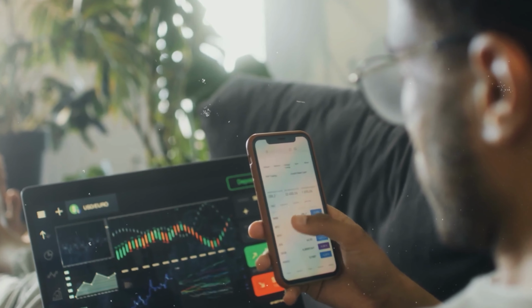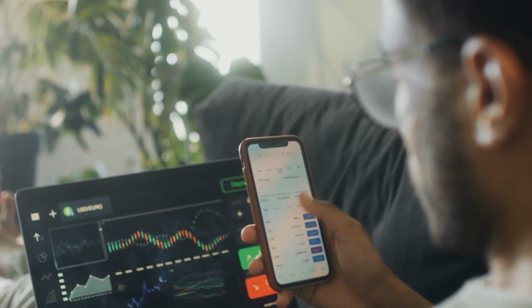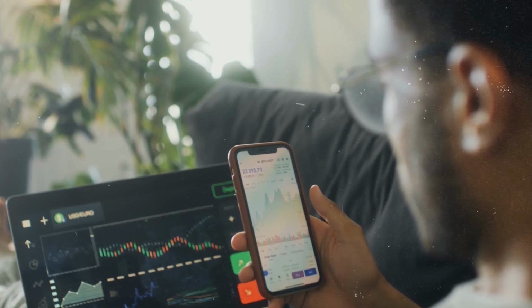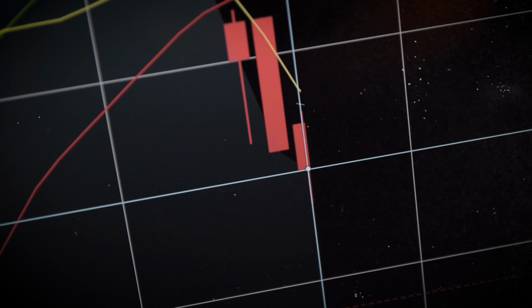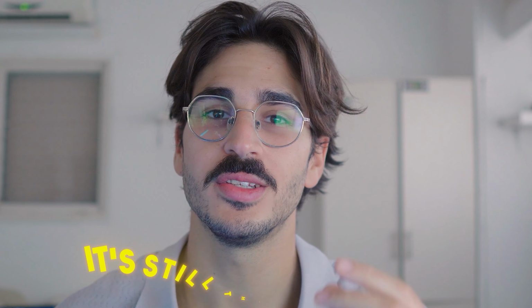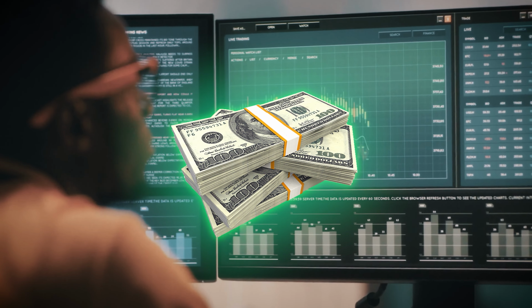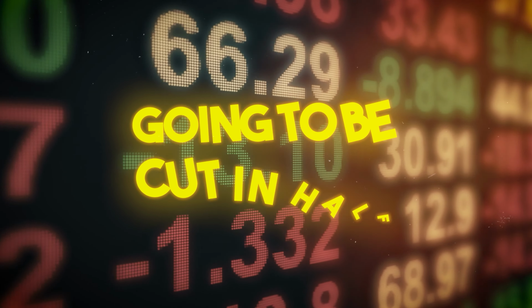Now, what will happen if you hold a stock that does a split? It's quite simple. The next time you open your broker account, depending on the split ratio, you're going to see double the amount of shares, triple the amount of shares, and let's say it's 1-to-5, it's going to be 5 times the amount of shares. And usually the chart is going to look all messed up because of the difference in the stock price. But rest assured, it's still the same value. So if you owned 100 shares of Tesla prior to the split and they did a 1-to-2 split, you're going to see double the amount of shares and the stock price is going to be cut in half.